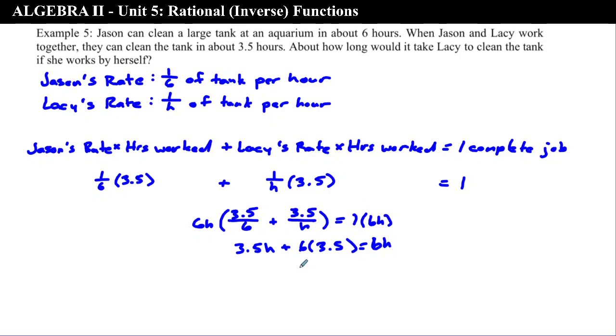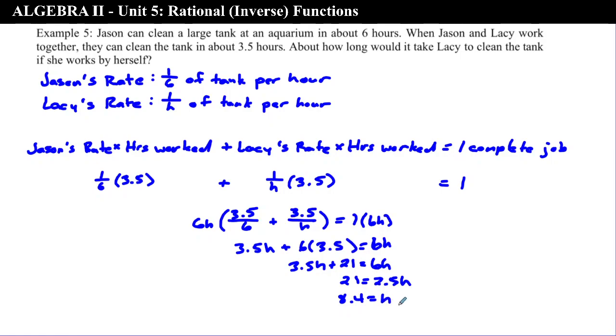All right. 6 times 3.5 is 21. We subtract 3.5h from each side. You get 21 equals 2.5h. And you do 21 divided by 2.5, and you get approximately 8.4.